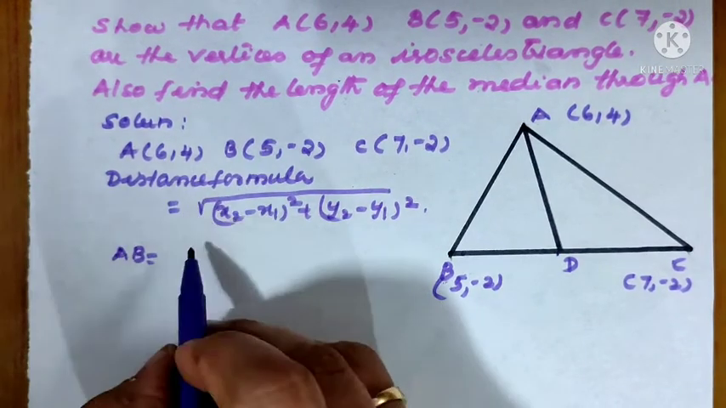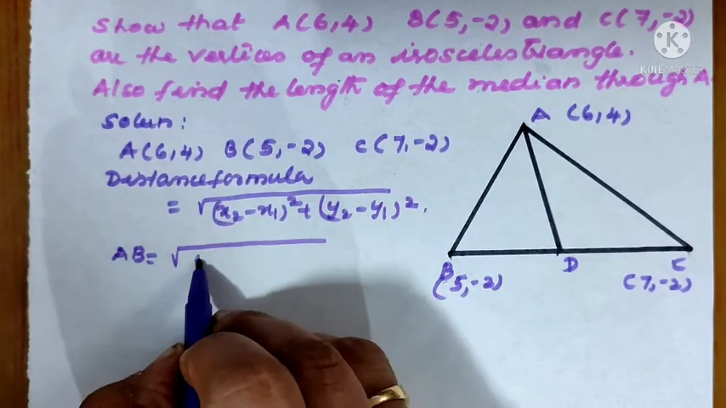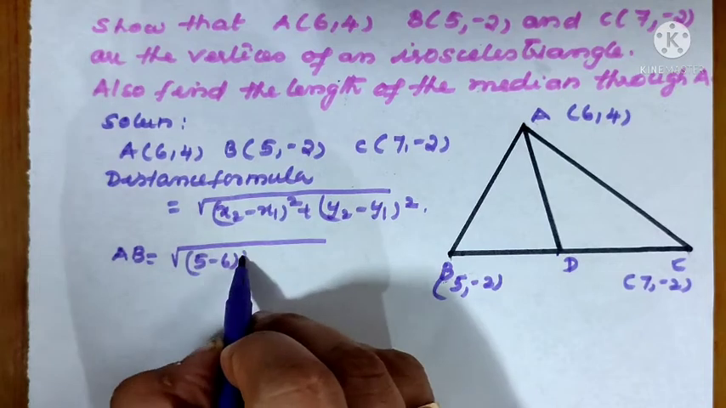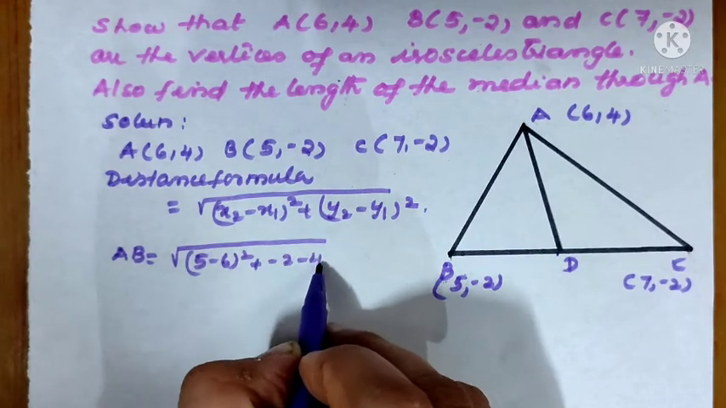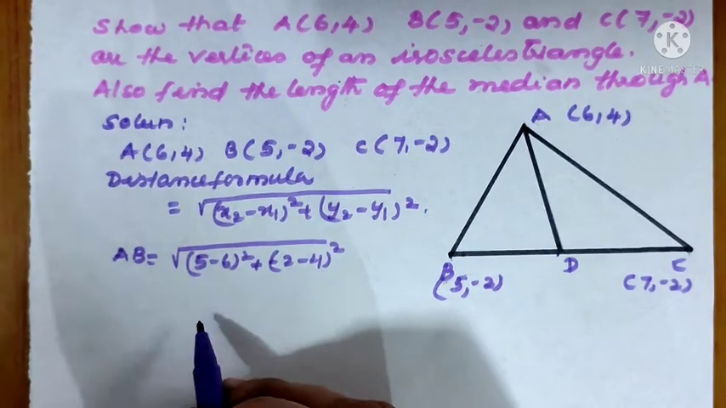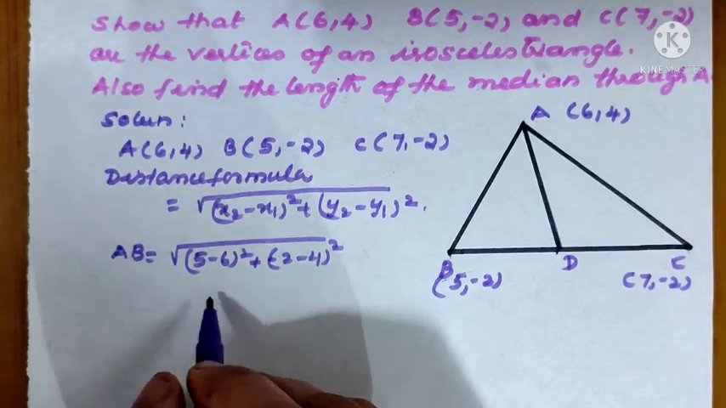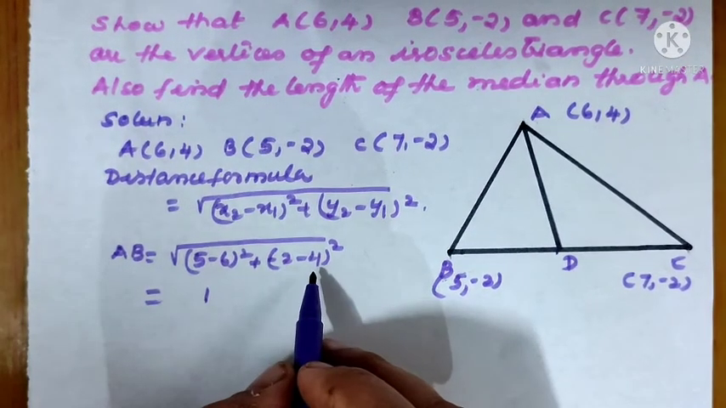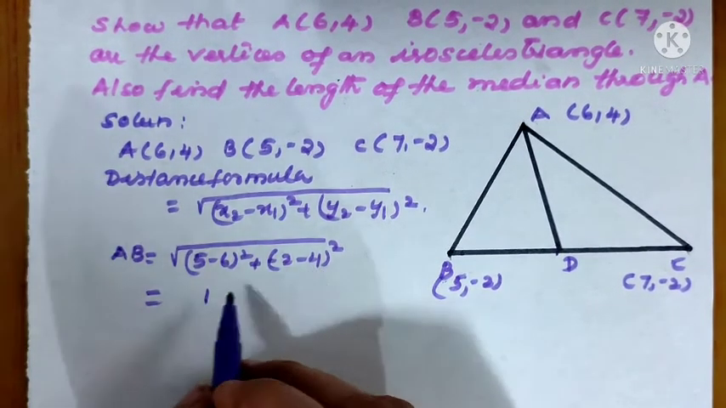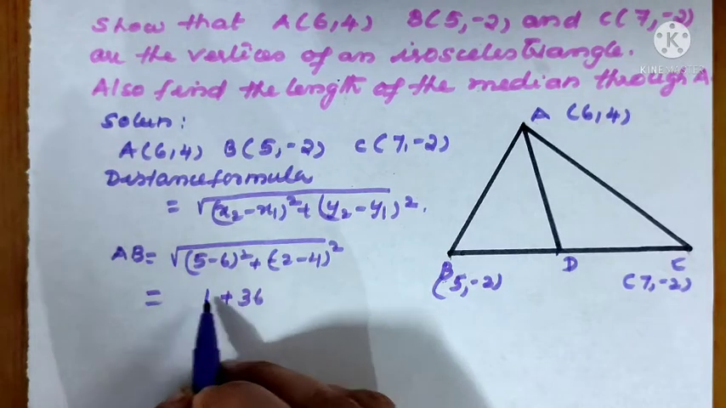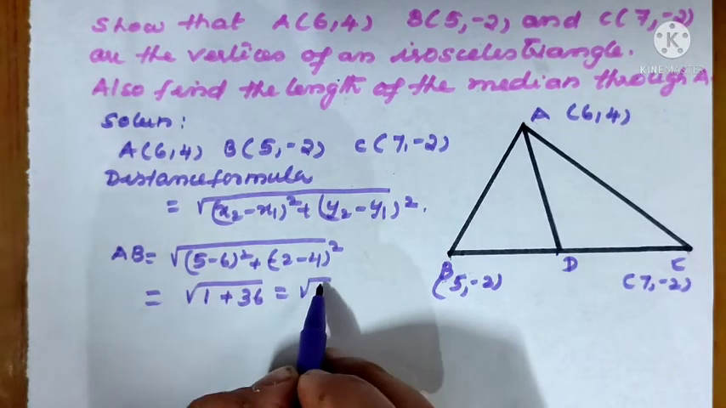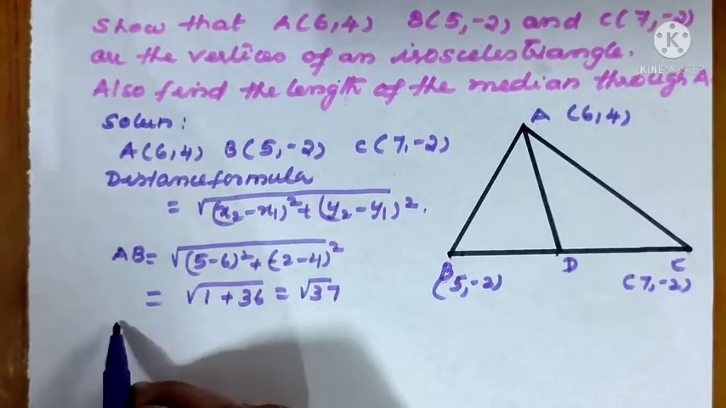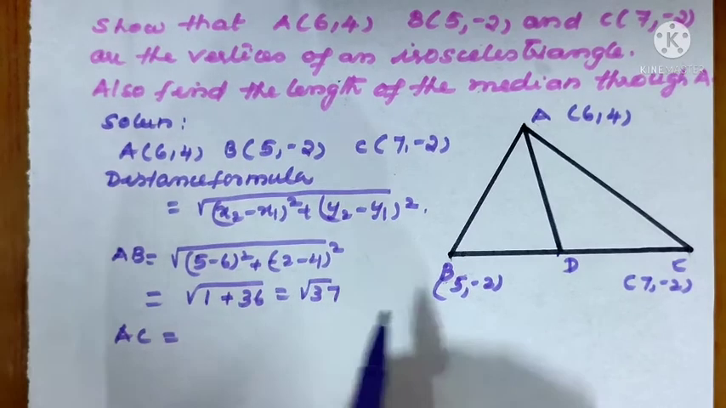AB equals the root of (5 minus 6) whole square plus (-2 minus 4) whole square. 5 minus 6 is -1, so (-1) square is 1. -2 minus 4 is -6, and (-6) square is 36. So it is equal to root 37.